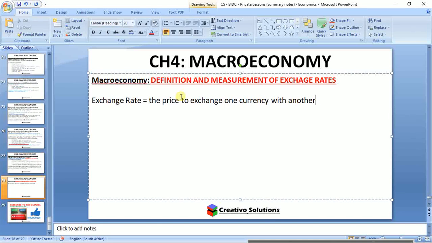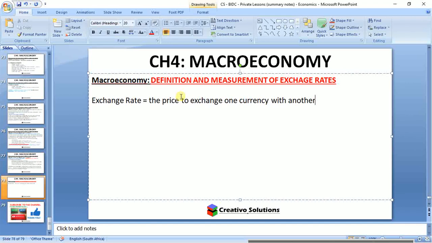So if I'm looking at exchanging rands to dollars, I'm going to have to pay around 12 rand per dollar. That's the current exchange rate. It's hovering around 12. If I want to convert rands to euros, that's about 15. So obviously different countries have different rates. What are we looking at here? We're looking at that exchange rate.